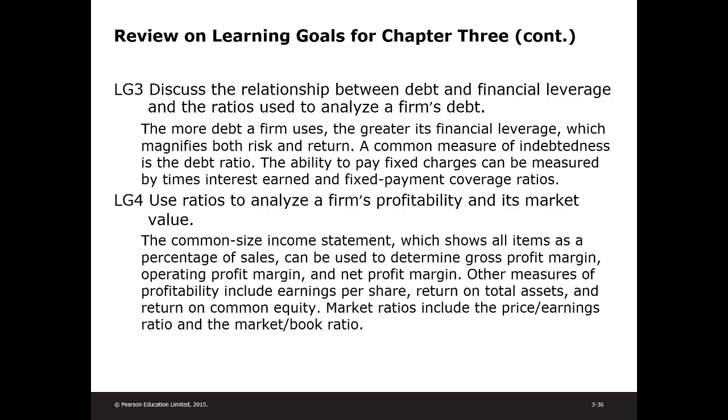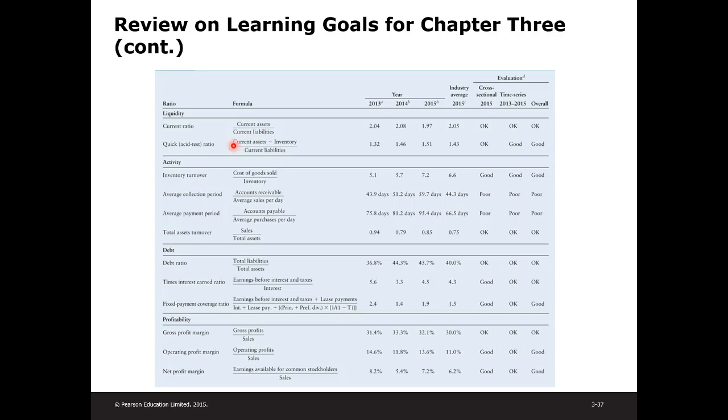Also, market ratios include the price earnings ratio and the market to book ratio, which measure the performance of the company's return relative to the price of the share in the market, or the book value of the stock. And these are the ratios that you should memorize for the exam. They are very important, and a big part of the exam will be on them.